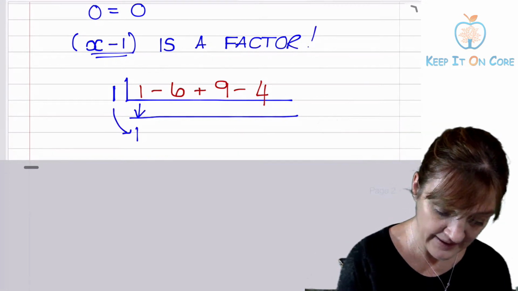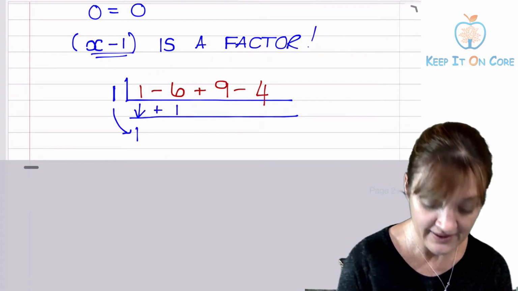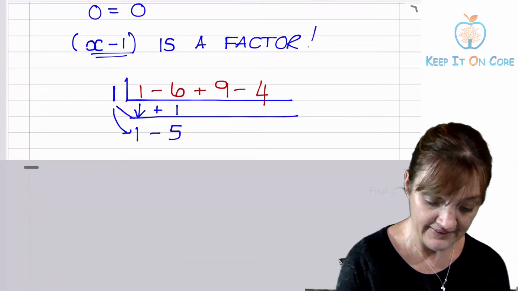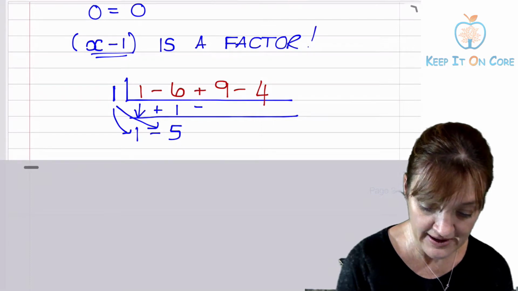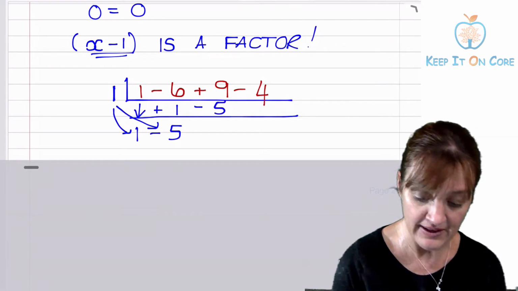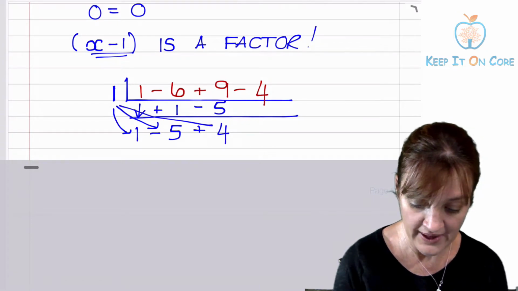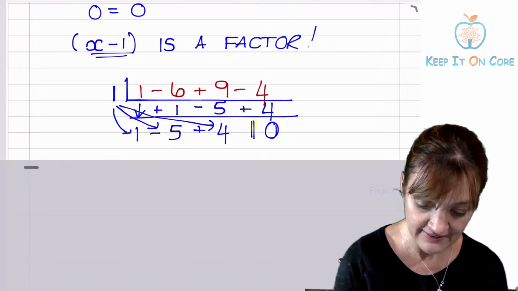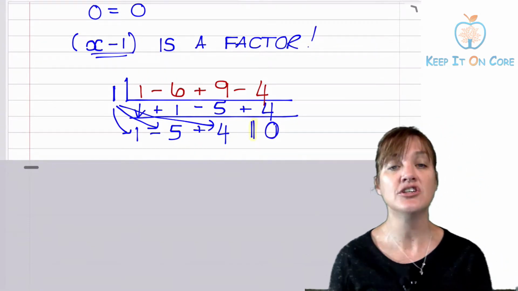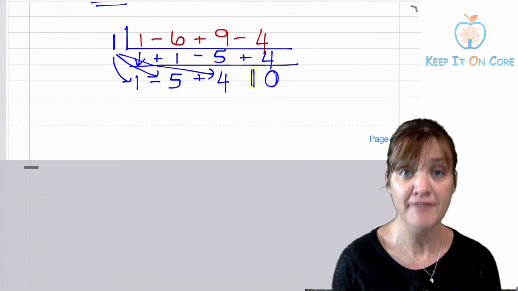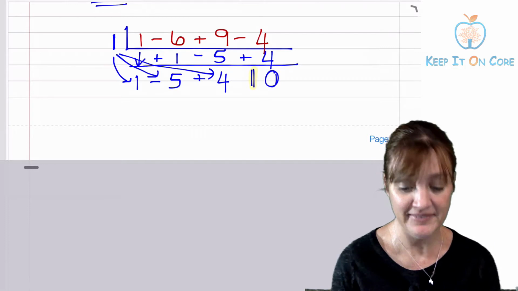Then we take 1 times 1, which is 1, and negative 6 plus 1 is negative 5. I say 1 times negative 5 is negative 5, and 9 minus 5 gives me 4. 1 times 4 is 4, and negative 4 plus 4 is 0. The reason why I've done a little double line over there is because the last term always represents the remainder, which, because it's a factor, has to be a remainder of 0.